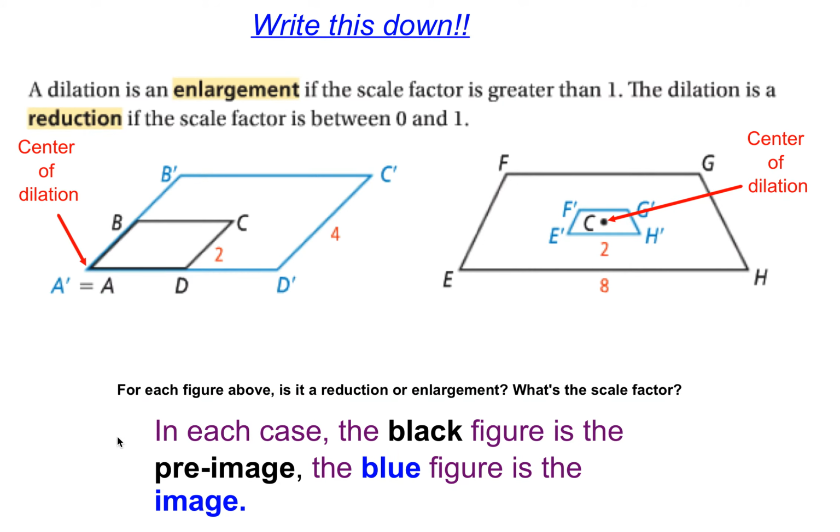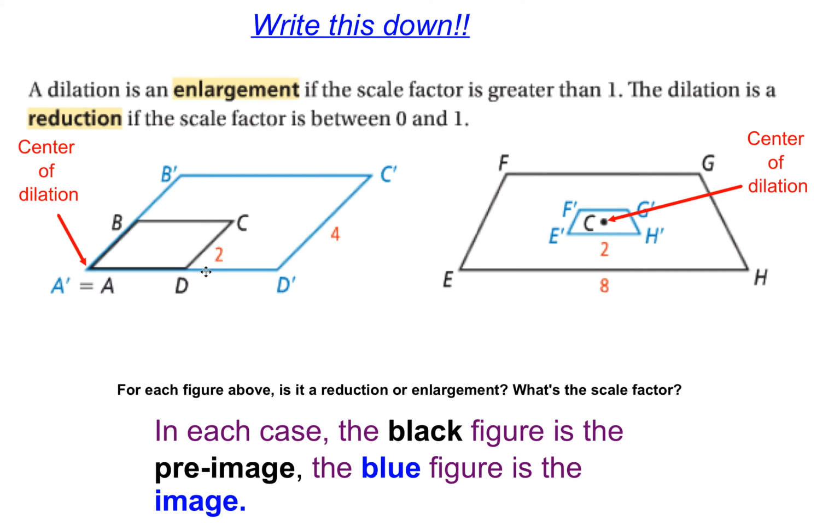So what do we have here? The preimage is the black figure, A, B, C, D. That's my preimage. What is the image after the dilation? It's A prime, B prime, C prime, D prime. How do I find my dilation factor, the factor by which I'm dilating this? It's clear to us that the dilation factor is 2 because D prime C prime is twice DC.